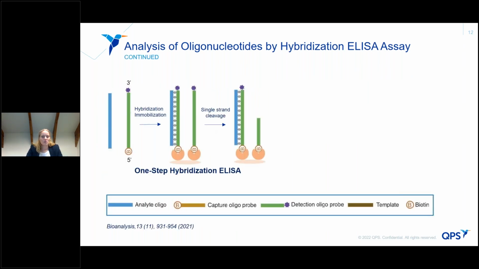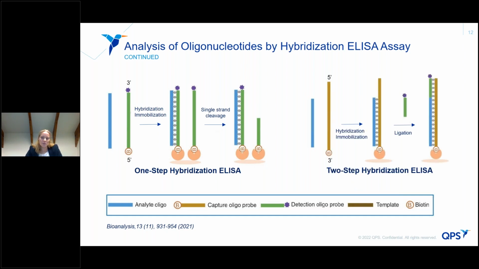With the 1-step hybridization ELISA, you have a complementary probe with a biotin label at one end and a detection label at the other end, which is hybridized against the analyte oligonucleotide. A nuclease is added to cleave away unbound oligonucleotides. With this technique, you cannot differentiate between the intact oligo measured in vivo and 3' truncated metabolites that can form. So you will get an overestimation of your intact oligonucleotide.